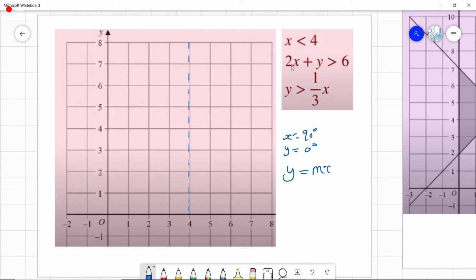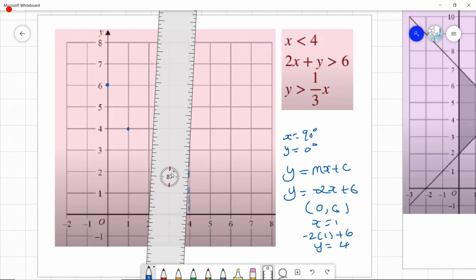So 2x plus y, we said that we have to rearrange it so it becomes y equals mx plus c. Therefore, it will look like the following: y equals minus 2x plus 6. We can get 6 straight away, so it's (0, 6). It cuts the y-axis, so (0, 6) is here. Then we put any value for x. Let's say x equals 1. So minus 2 times 1 plus 6 gives me a y value of 4. So (1, 4) would be the next point.